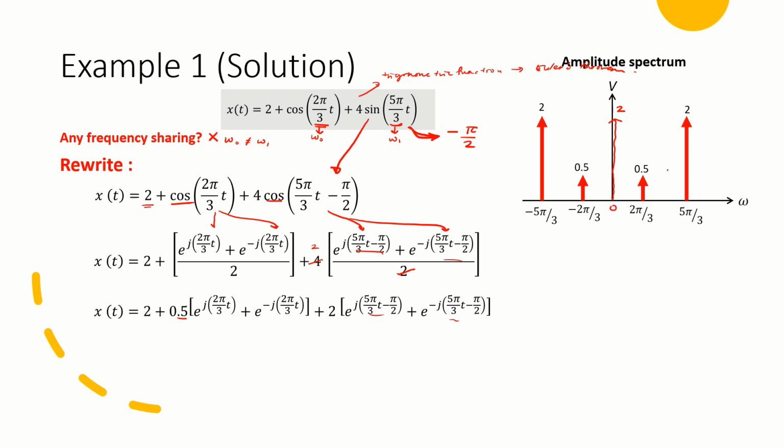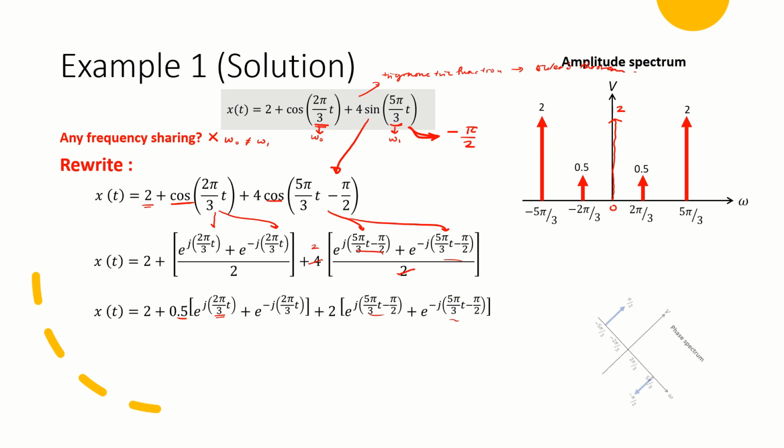Okay, 2, and then at omega equals 2 pi over 3, the amplitude is 0.5. Okay, so this is the positive. And then at negative 2 pi over 3, the amplitude is still the same, 0.5. And then for the third term, at positive 5 pi over 3, the amplitude is 2. And at minus 5 pi over 3, the amplitude is 2. Okay, so now you have the double-sided spectrum.